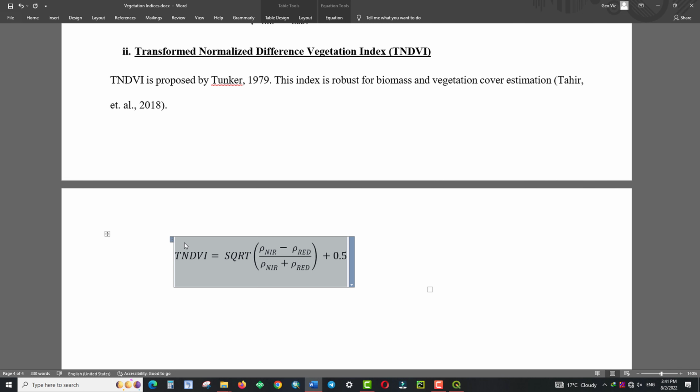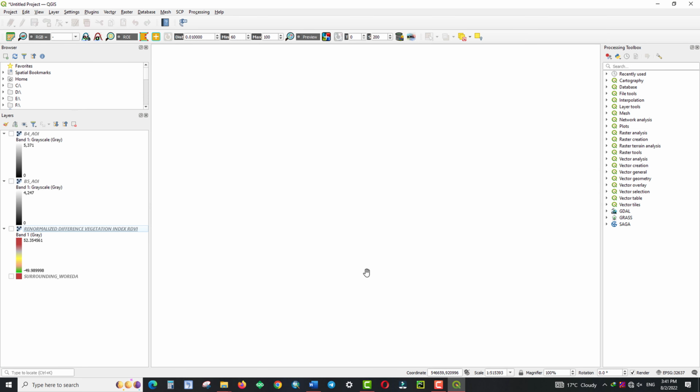Transformed Normalized Difference Vegetation Index, TNDVI, is calculated by using the formula: the square root of near-infrared minus red over near-infrared plus red, then add 0.5.